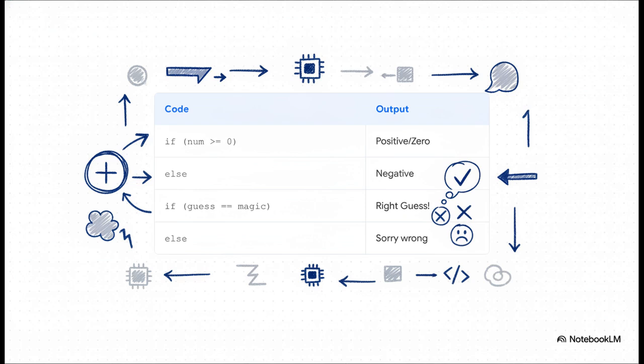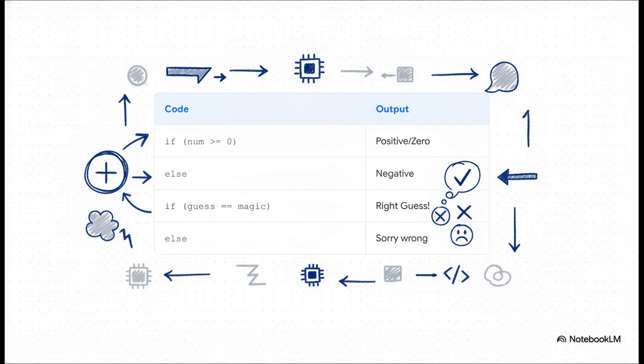Now, looking at example 5, we can finally fix that magic number game we talked about earlier. We still have our initial check to see if they won, but now we've added an else block specifically to handle incorrect guesses. This is just a way better user experience.